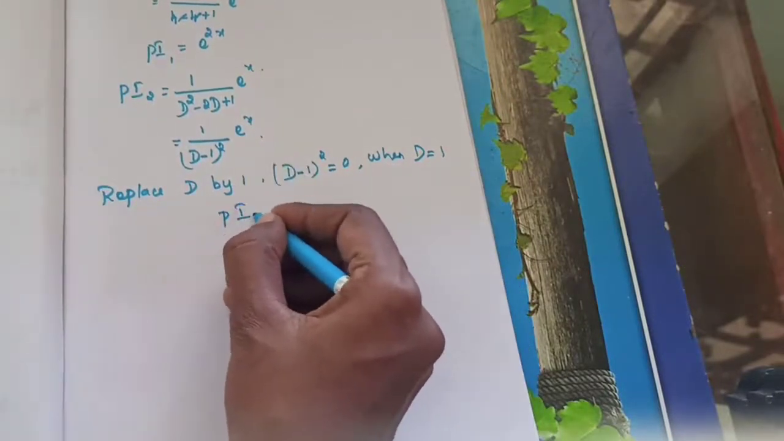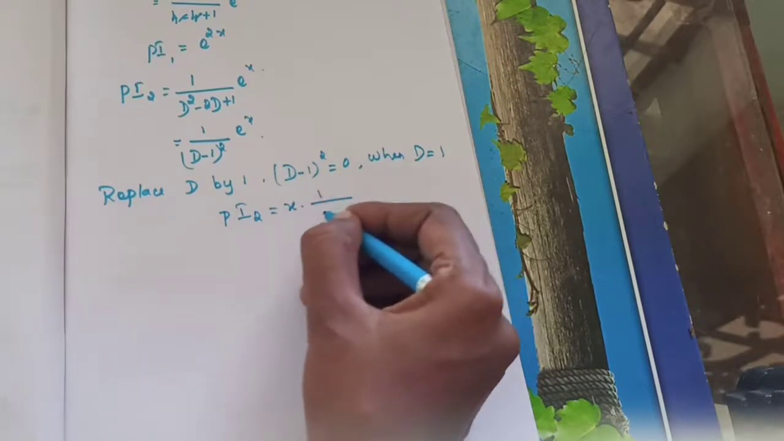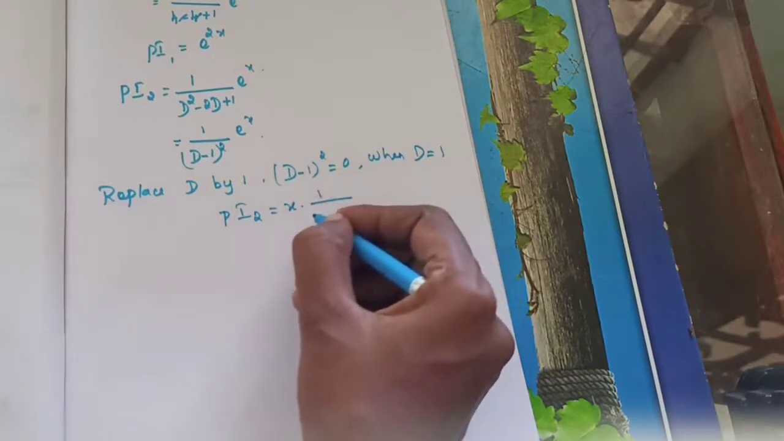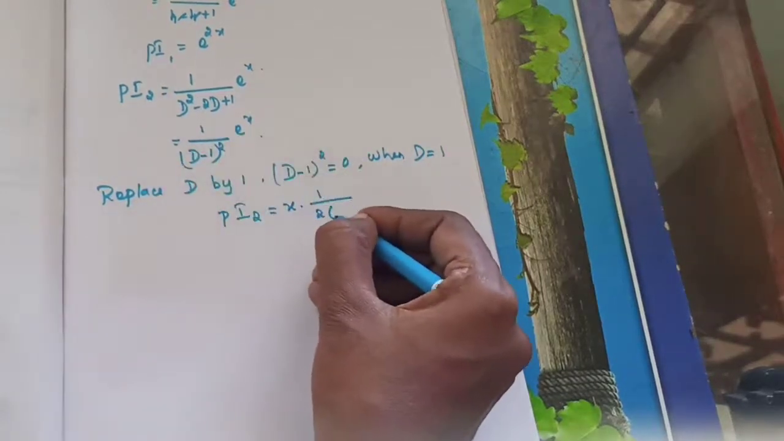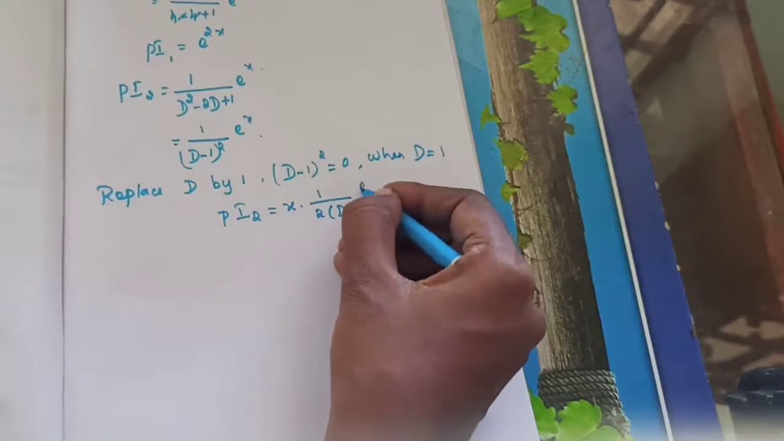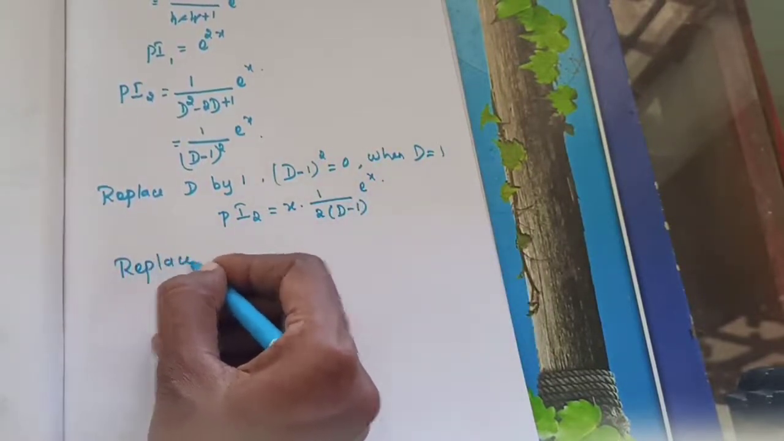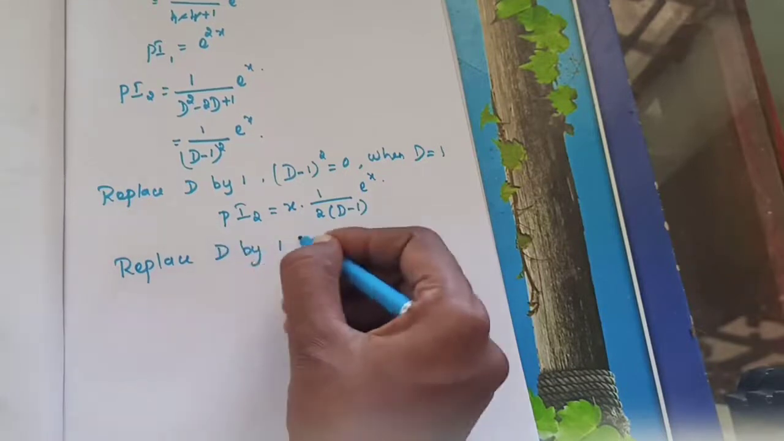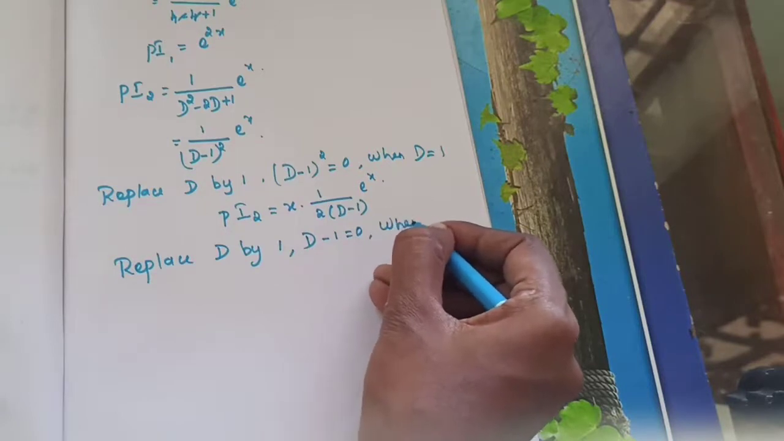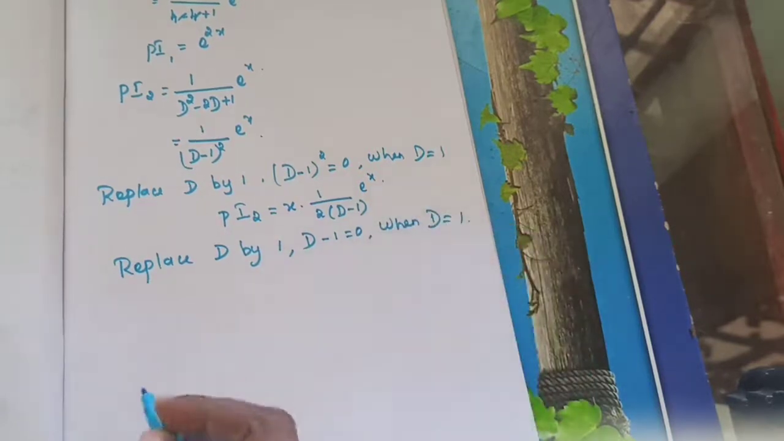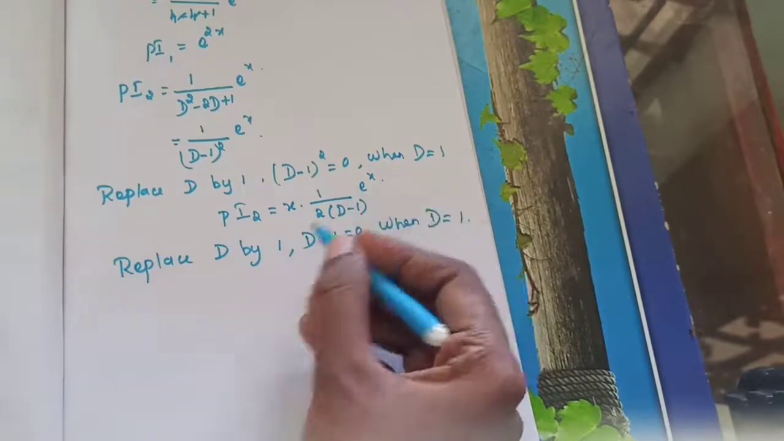So what is particular integral 2? X into 1 by phi dash. Is it right? X into 1 by phi dash. That's the formula. Phi dash means the power will come here. So 2 into (D minus 1) into e power x. Replace D by 1. D minus 1 is equal to 0 when D equal to 1. Listen here, if we substitute D as 1 again, what will happen? You will get 0 again, is it right?